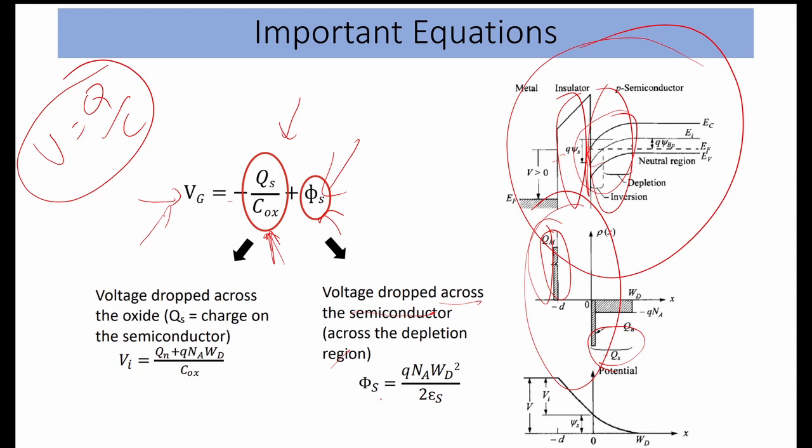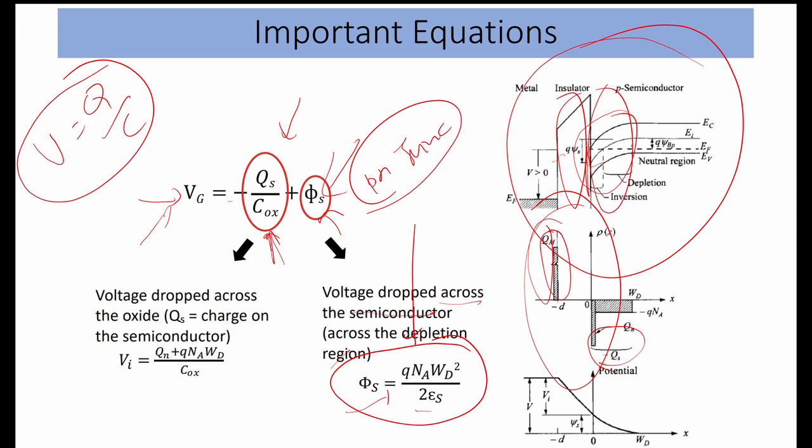So this phi s is given by q Na Wd square by 2 epsilon s. This we have seen in the PN junction, and also in the metal semiconductor junction, where the potential profile varies with x square. The potential is proportional to the square of the distance. So this is the same thing.